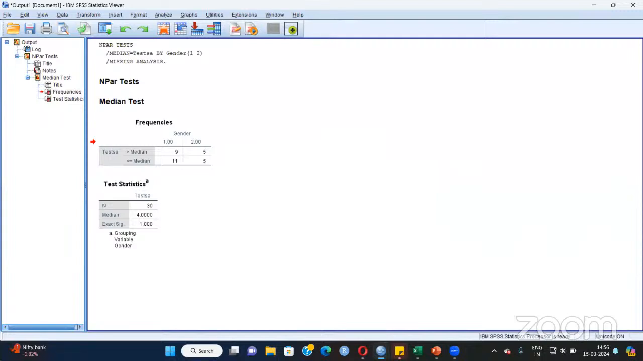And next, this is the test statistics. And the significance level here indicates 1.00. Median is 4.00 and the significance is 1.00. That means there is no significant difference between the two groups with respect to self-awareness.